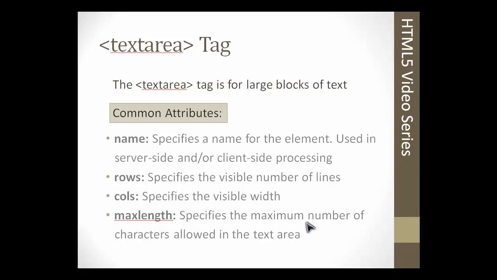Now we have the maxlength attribute, which would specify the maximum number of characters allowed in the text area. This is just like the max attribute for the input tag that we just talked about. So those are the basic attributes for the text area tag.